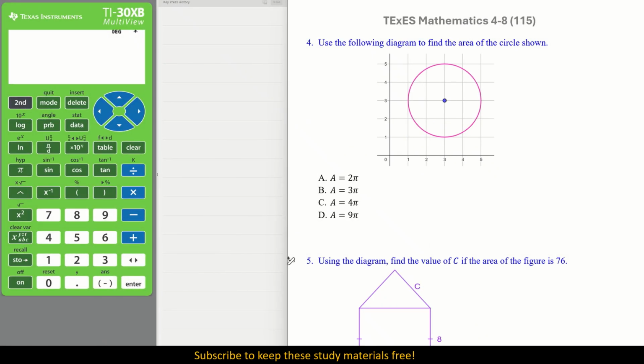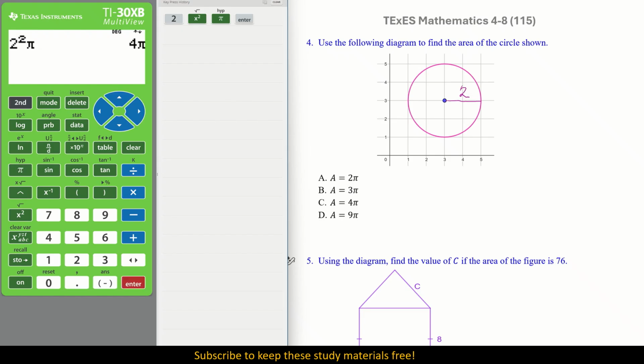Number 4, use the following diagram to find the area of the circle shown. Okay, you may have already seen what it is. Visually, you should see that the radius equals 2, and the formula of a circle is the radius squared times pi. So what is that? 2 squared pi. That is the formula for this circle.